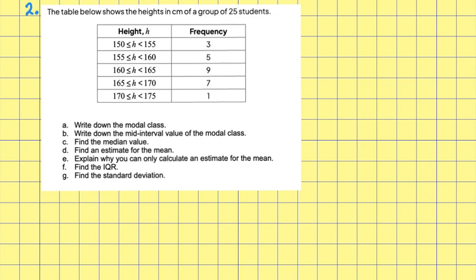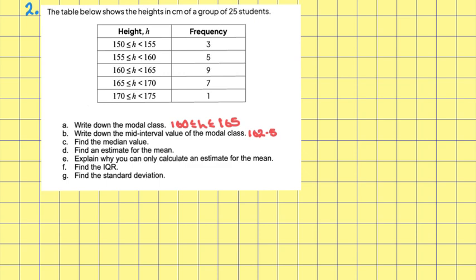Write down the modal class. Well, the modal class is from 160 less than or equal to h less than or equal to 165. Write down the mid value of the modal class. Well, halfway between 160 and 165 is 162.5. You add the two ends of the group together and divide by 2.